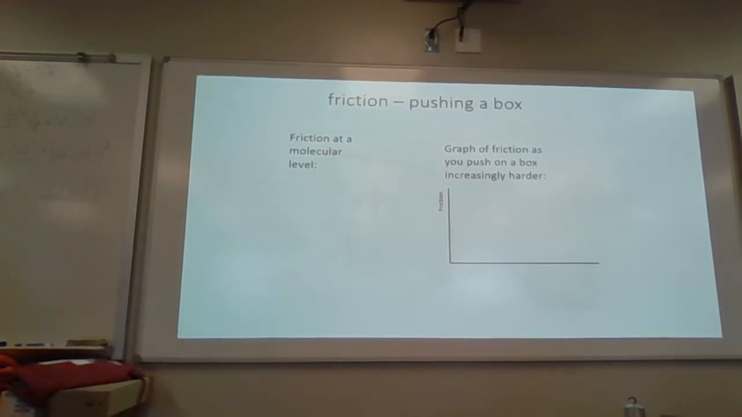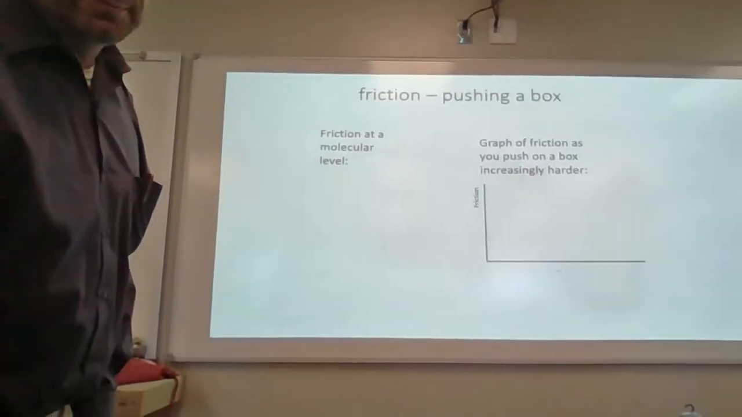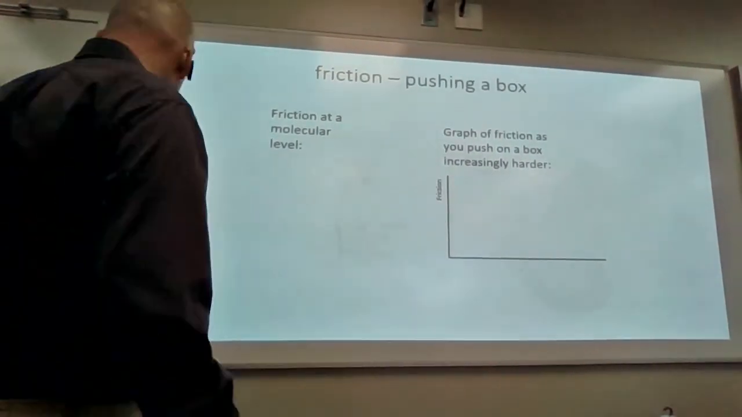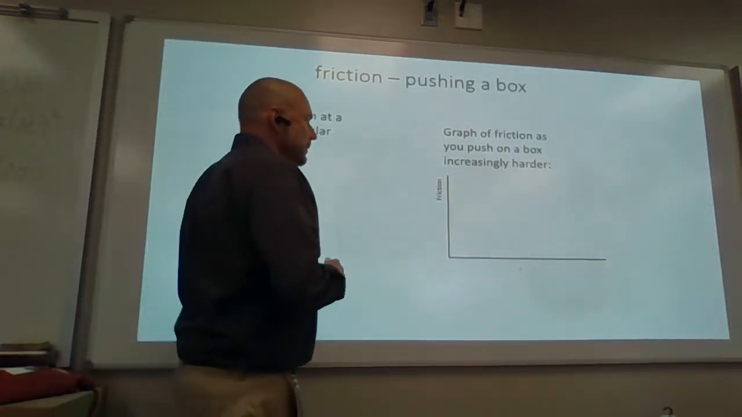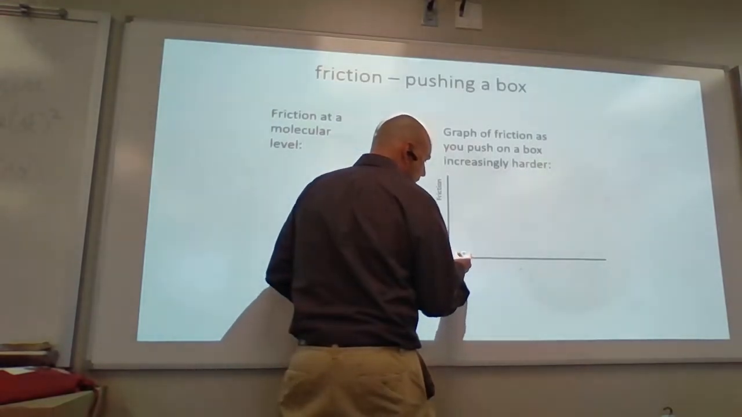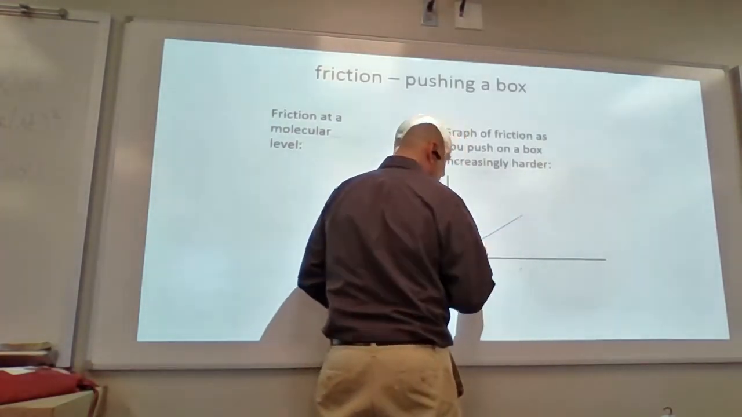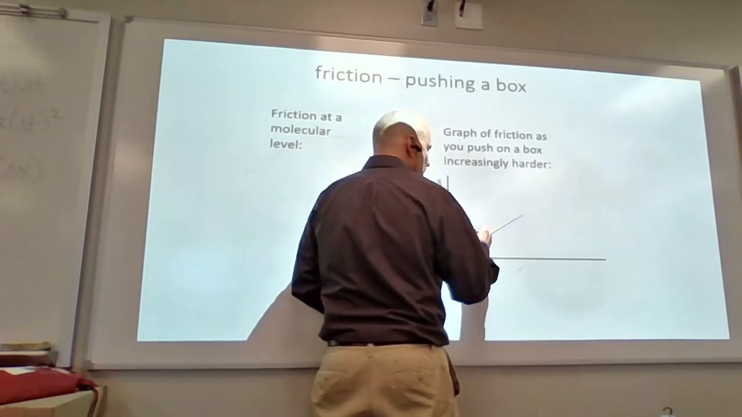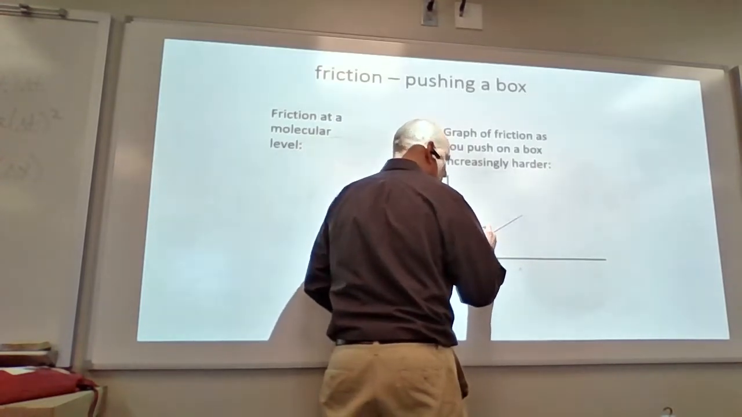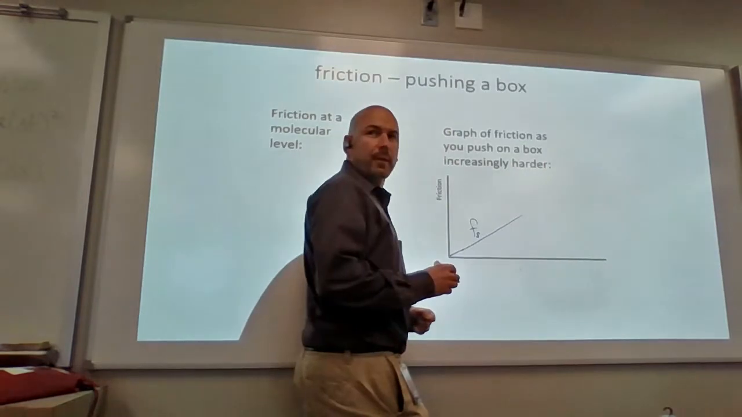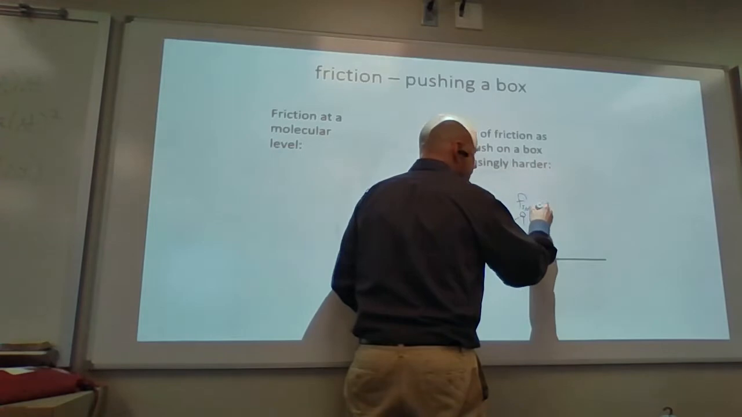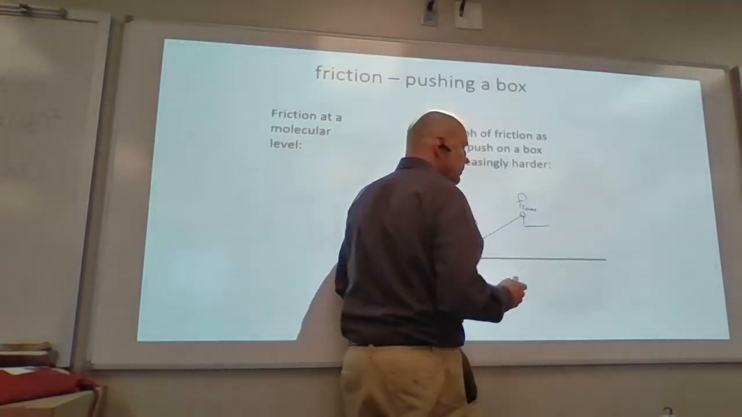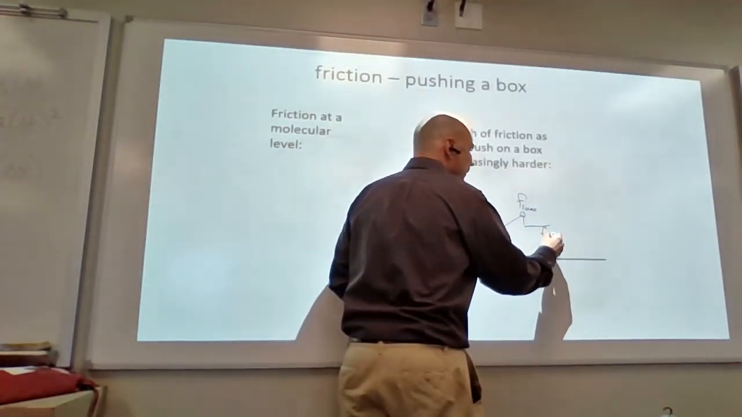So on Friday, we talked about friction, and as we pushed on the box harder and harder, friction increased. This was static friction. At some point it breaks away. So this is your maximum static friction. And then once it starts slipping, that's kinetic friction.